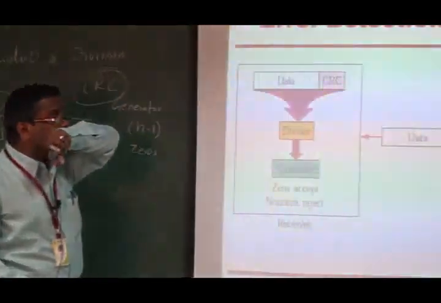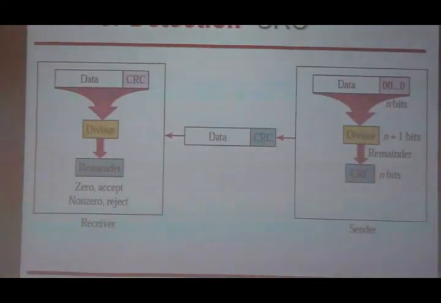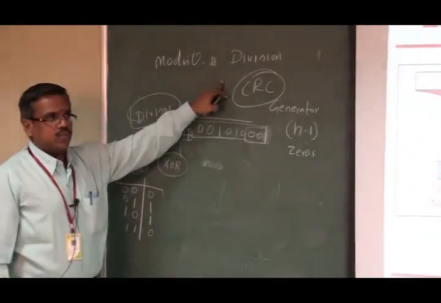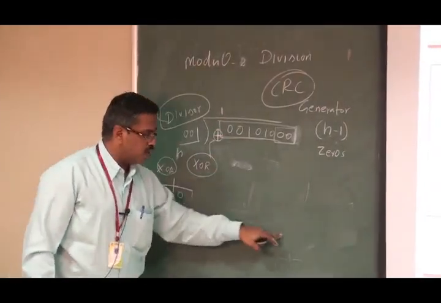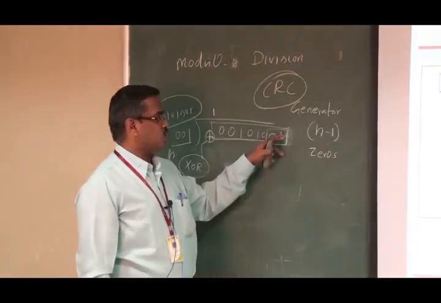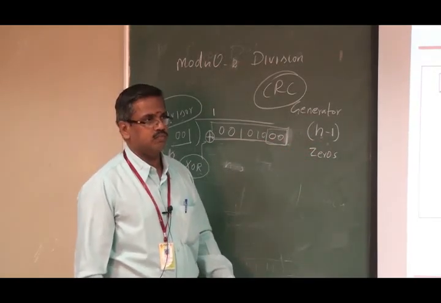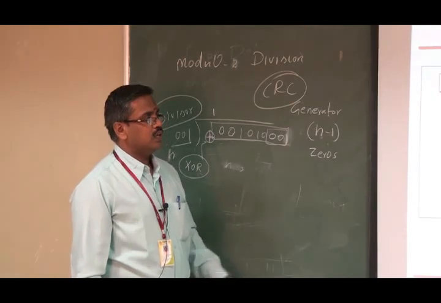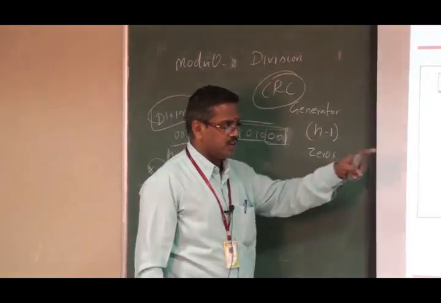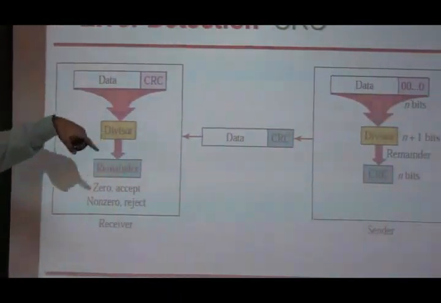After this, the divisor is available, the original message is available, and you perform the modulo 2 division here. After performing the modulo 2 division, we have the remainder here. That remainder should be added to the original message, and that is called CRC. I will show an example so that you can easily understand how we can generate it. This is the center side detail.